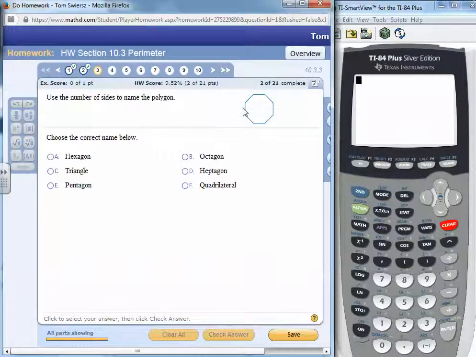All right, again, be careful, count the number of sides. 1, 2, 3, 4, 5, 6, 7, 8 sides. An 8-sided figure is an octagon. 8 sides is called an octagon.